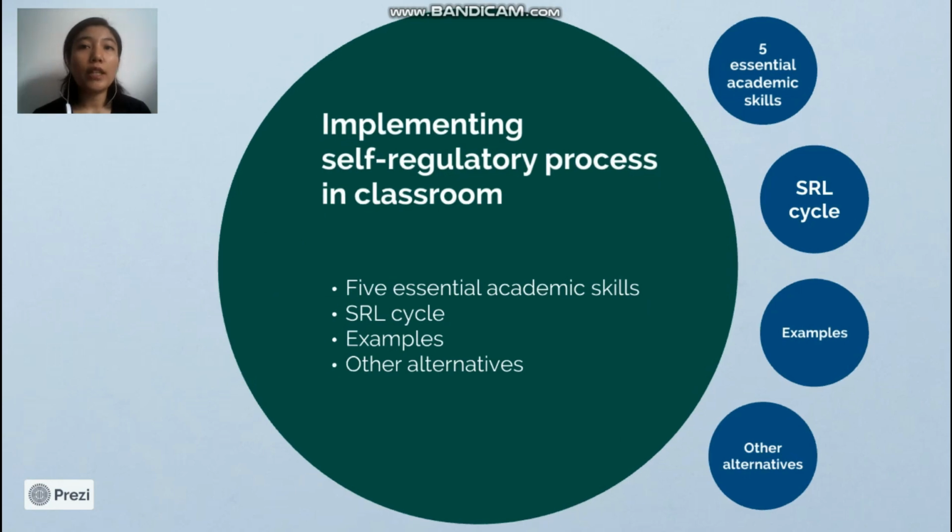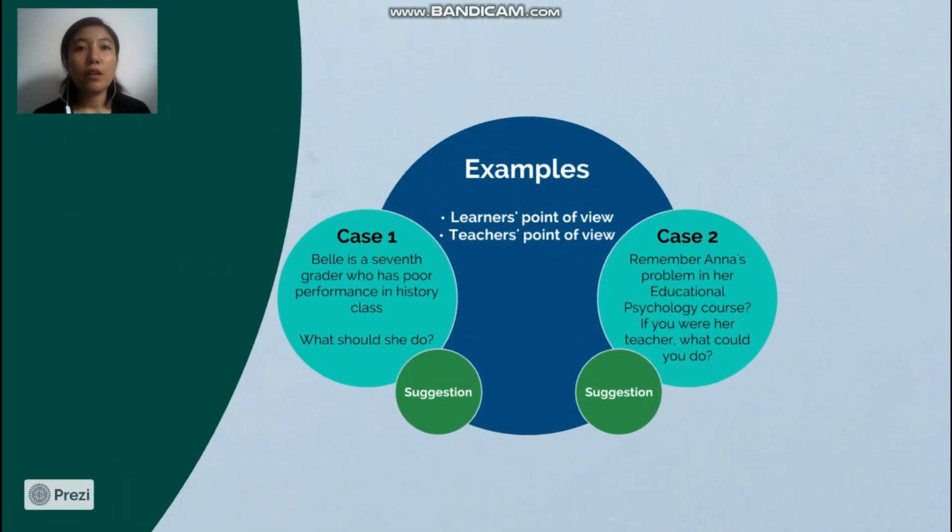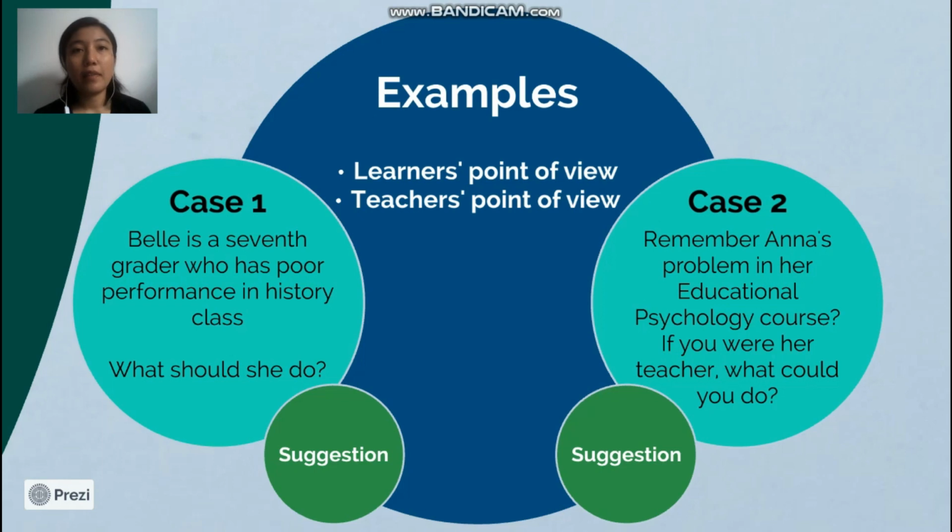Now that we already know the cycle and the procedural steps in implementing self-regulated learning in classroom, we will try to see how the steps can be applied in certain contexts. We will have 2 cases here. The first case is seen from learner's point of view, where a learner is required to solve their own learning obstacles. The second case, on the other hand, is seen from teacher's point of view. It will become an illustration of how teachers could assist learners in enhancing their self-regulatory skills.